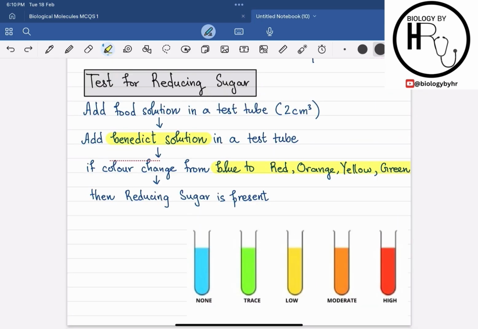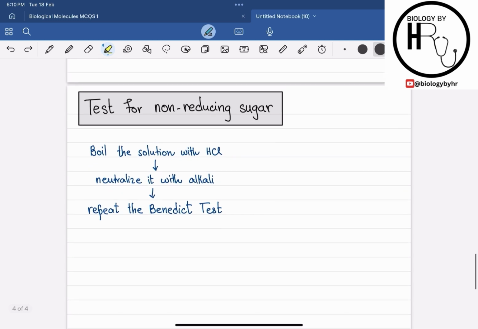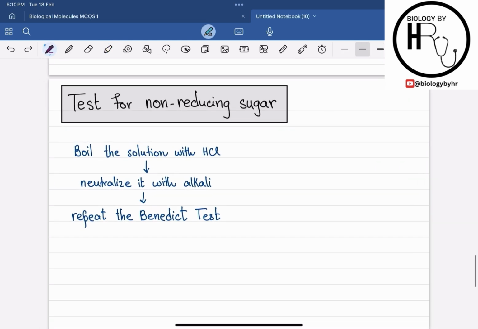If I talk about the test for the non-reducing sugar, what will happen in the non-reducing sugar test is that we are going to boil the solution with the HCl. First, basically, I'll tell you from the start that first we will perform the Benedict's test, right? First, we are going to perform the Benedict's test. And if the Benedict's test does not show any color change, right? First, we are just simply going to perform the Benedict's test for the reducing sugar. And if we observe no color change and the solution remains blue, the original color of the Benedict's solution, it means that it is confirmed that there are no reducing sugars present, right?